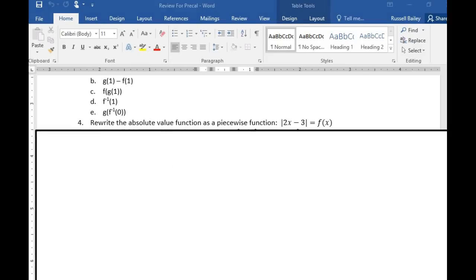So let's go ahead and do that. The first thing you've got to do is understand what a piecewise function is. A piecewise function is a function where you have two different parts of the equation, where one part is going to be to the left of a certain value and the other part is going to be to the right of a certain value. And it actually could have up to 3 pieces even.